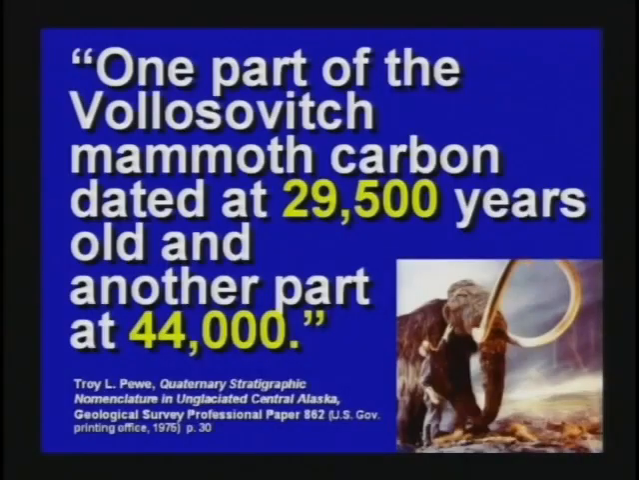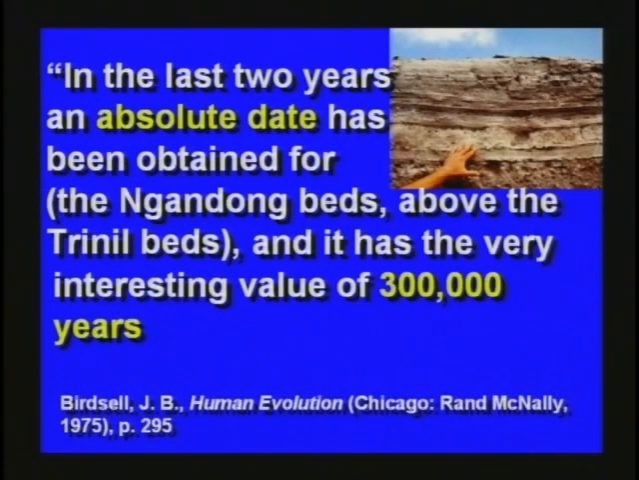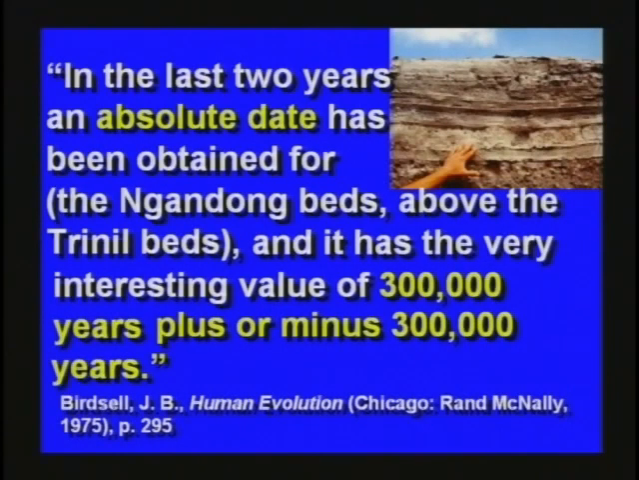One part of a mammoth dated 29,000 years old, another part was 44,000. You talk about a slow birth. That would be it, okay? I like this article from Rand McNally. The last 2 years, an absolute date was obtained for the Gandong beds above the Trinil beds. That's in Indonesia. It has the interesting value of 300,000 years, plus or minus 300,000 years.